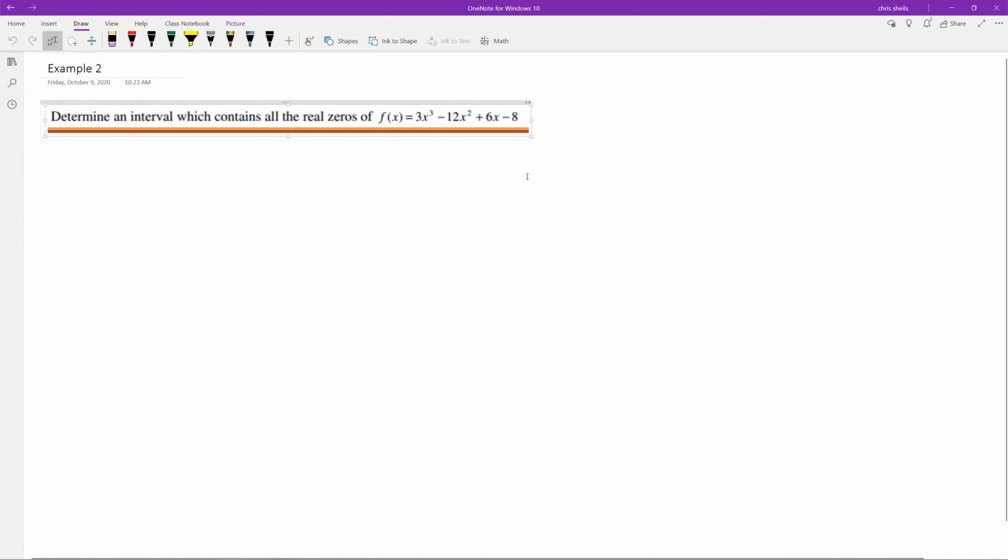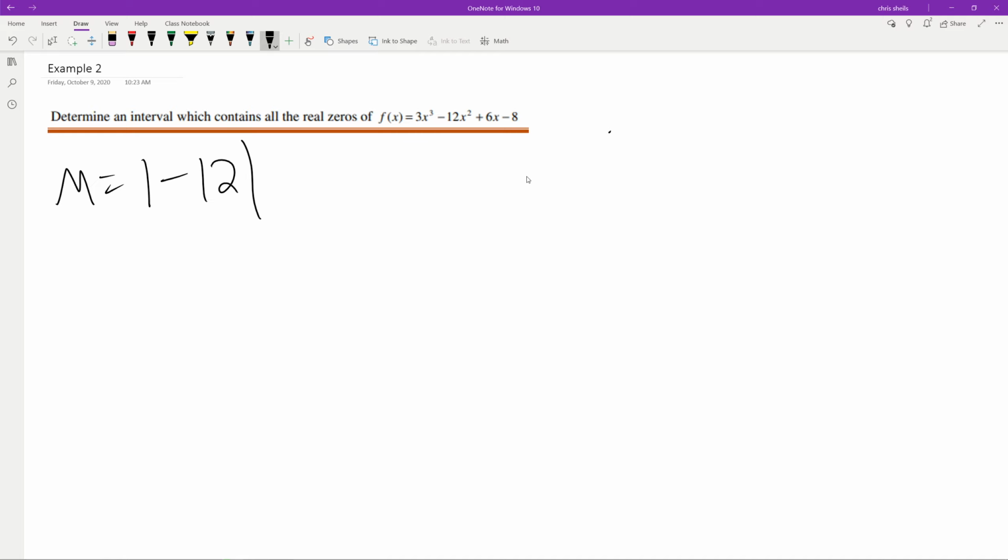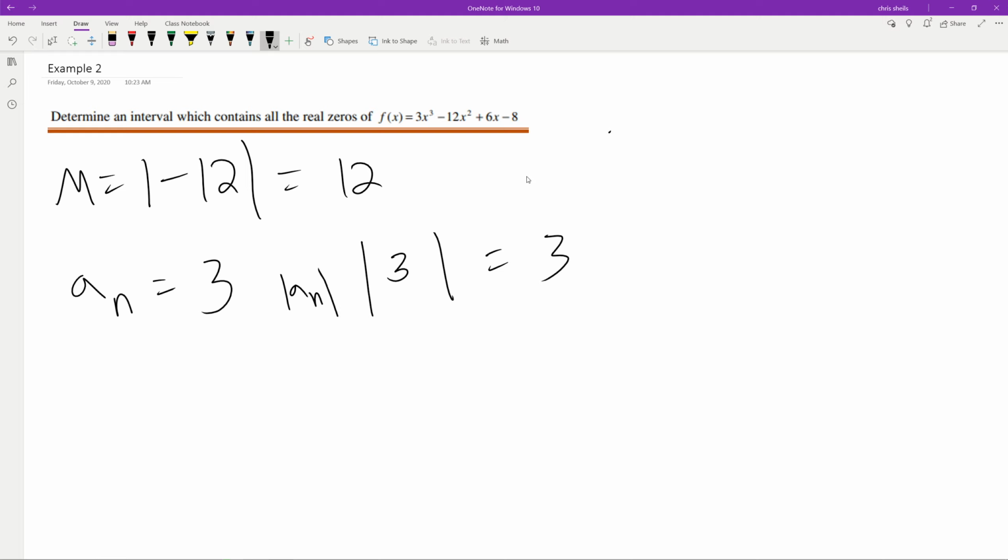Determine an interval which contains all the real zeros of 3x cubed minus 12x squared plus 6x minus 8. Well, here, m is going to be the absolute value of negative 12. Negative 12 is the largest number I see here, and this is just positive 12. a sub n is the leading coefficient. The leading coefficient here is 3, and the absolute value of 3 is just 3.